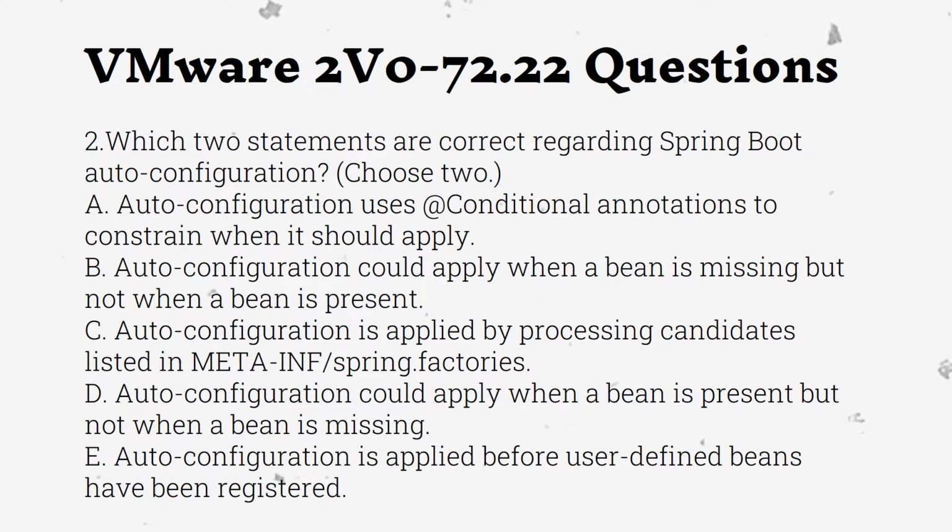D. Auto configuration could apply when a bean is present but not when a bean is missing. E. Auto configuration is applied before user-defined beans have been registered.